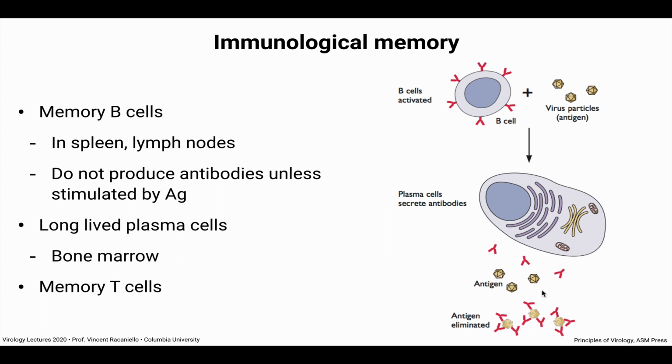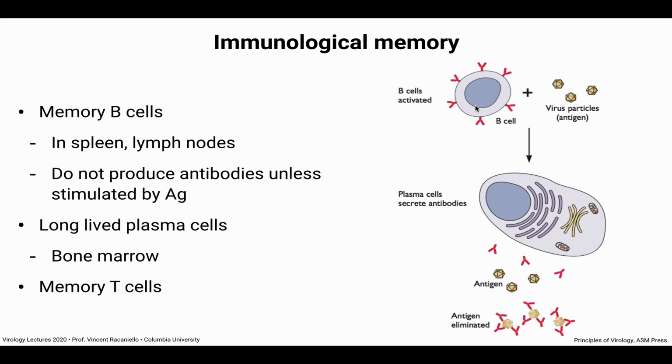Huge numbers, again, not a ton, huge numbers of antibodies, many, many thousands of molecules per minute. And then those antibodies can affect virus infection. So, memory B cells exist in the spleen and lymph nodes. They don't produce antibodies. So they're B cells here that have already encountered antigen. So they're ready to go.